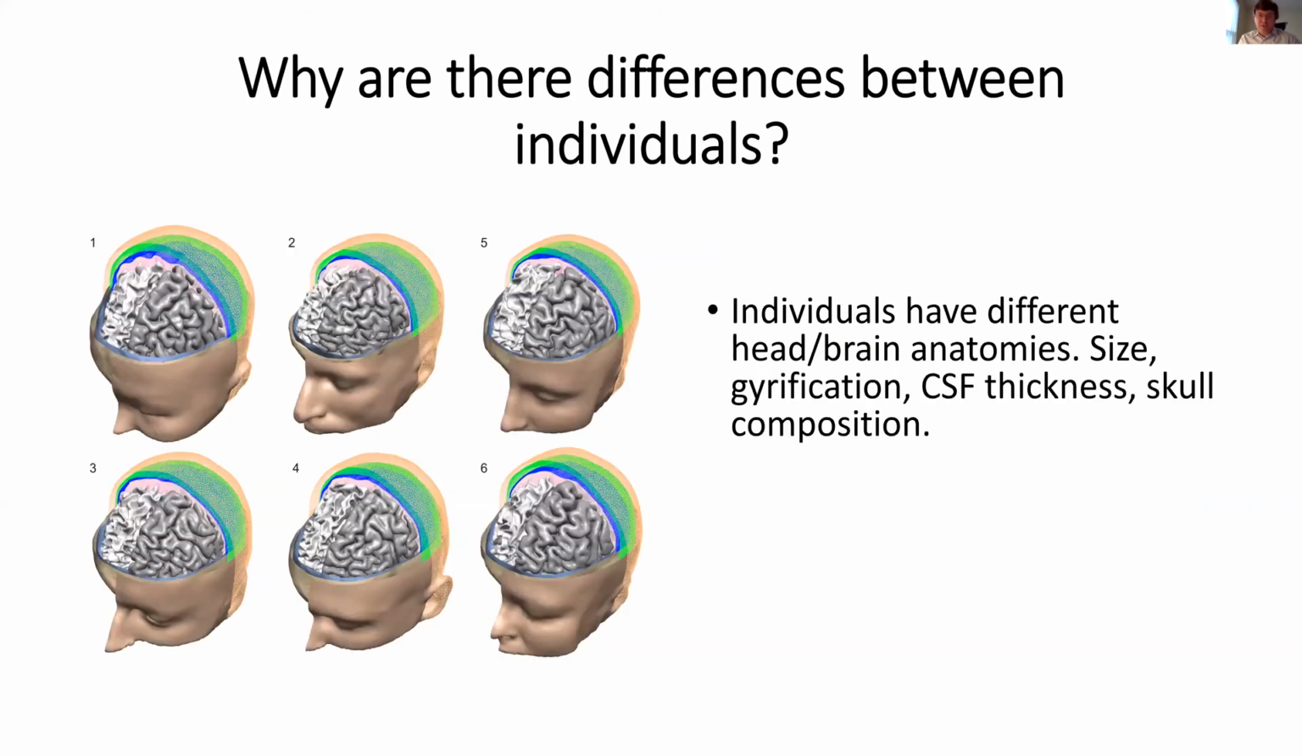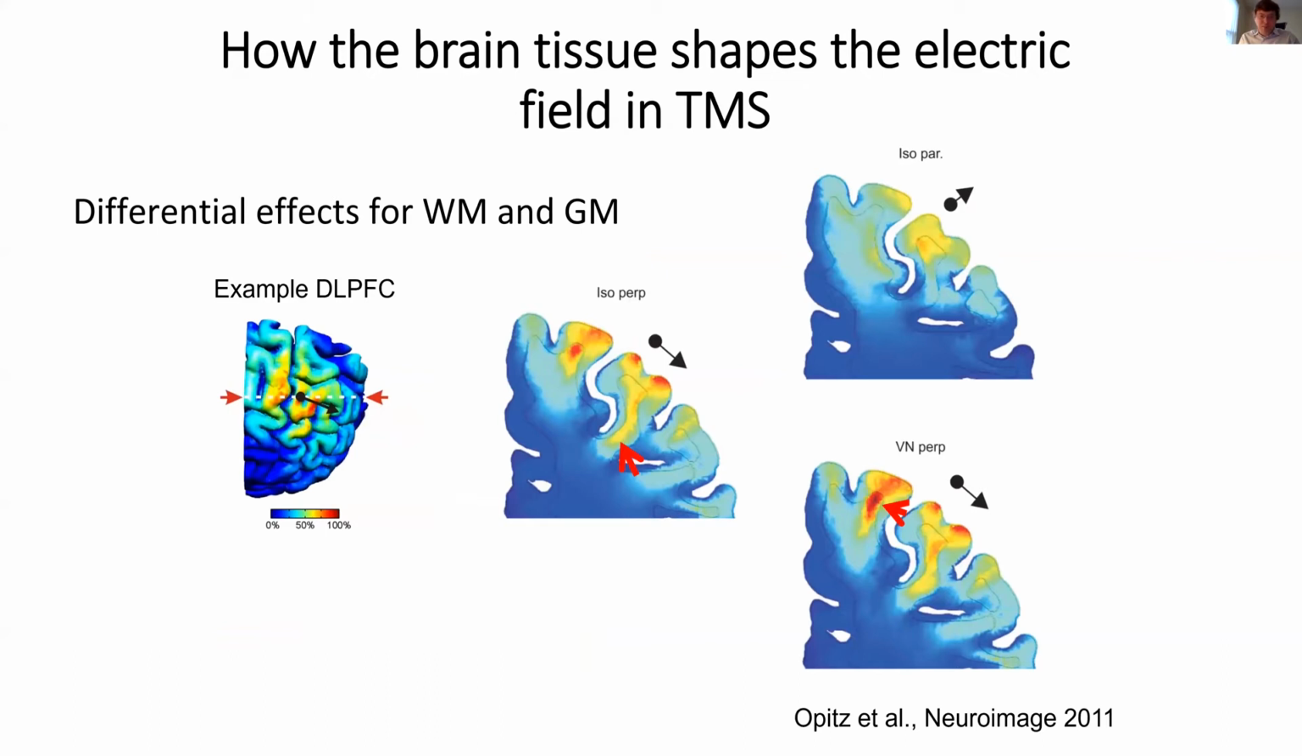So where are those differences coming from? One thing is that individuals have different head and brain anatomies, for example calcification, CSF thickness, or skull composition. Those are all things that can influence the electric fields induced in the brain by those methods. And there we have had many different modeling papers about that. For example, just mentioning some of those, one of our earliest papers looked at different factors that influence or shape electric fields for TMS.